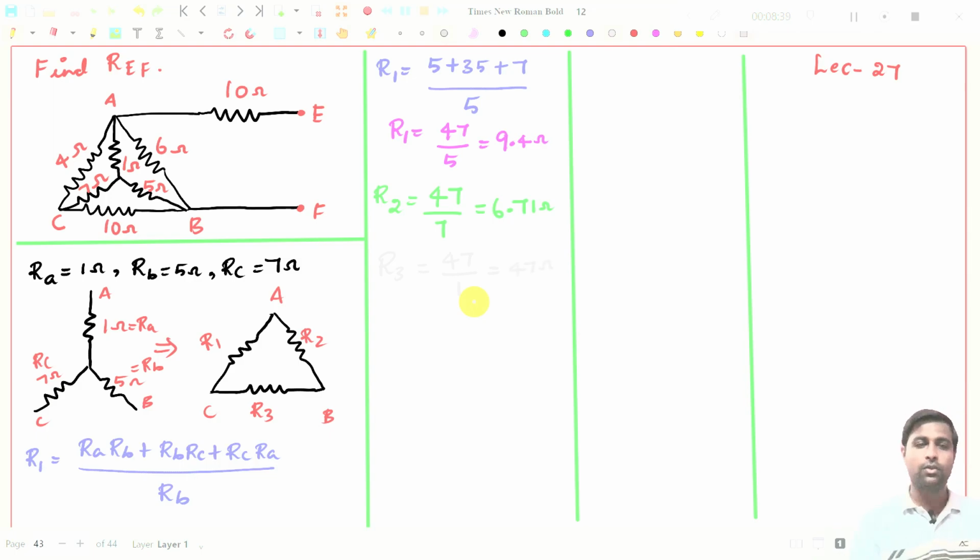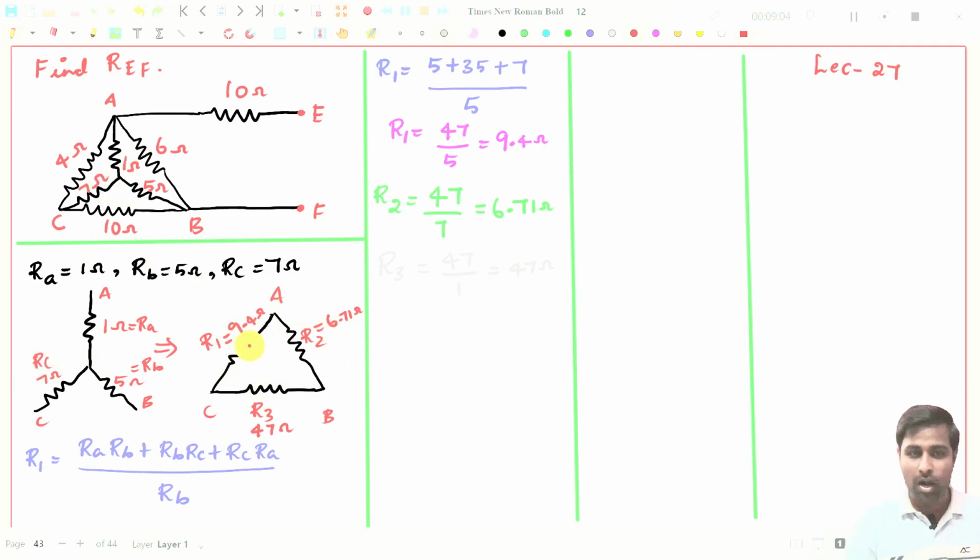So now we have got R1, R2, and R3, right? You can write it down here. R1 is 9.4 ohms, R2 is 6.71 ohms, and R3 is 47 ohms, right? So this is how you need to convert the star connection to the delta connection.